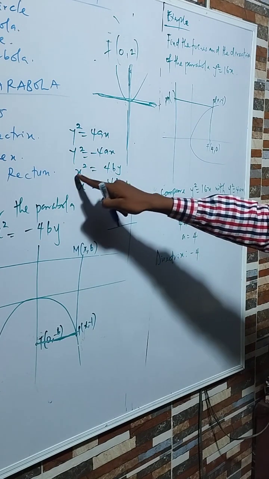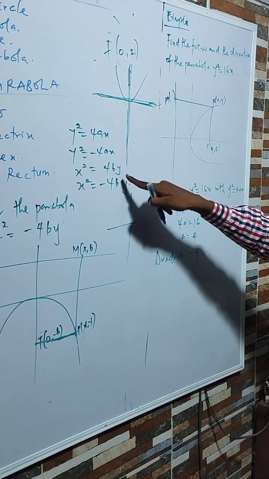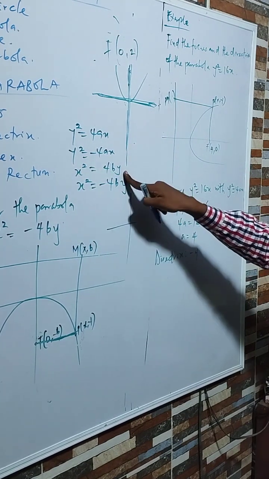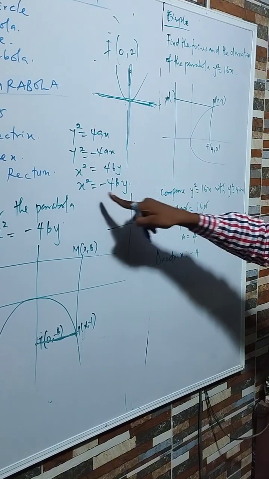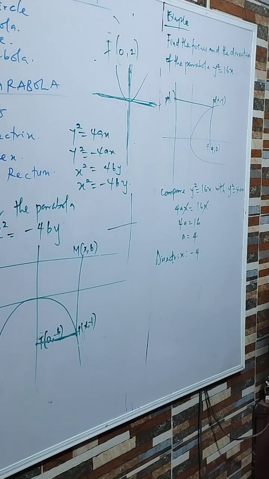But in the case of x squared is equals to 4by, our directrix in this case will no longer be x. The directrix will now be y. That is what we are trying to explain in this particular question.